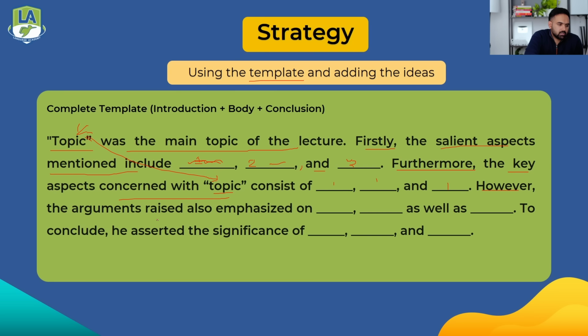However, the arguments raised also emphasized on again keyword, comma, keyword as well as keyword. You don't need to put a comma before as well as, but you need to put a comma before and. To conclude, he asserted the significance of 1, 2, and 3. That's all you have to do.